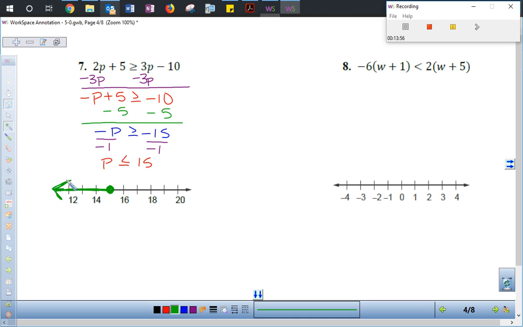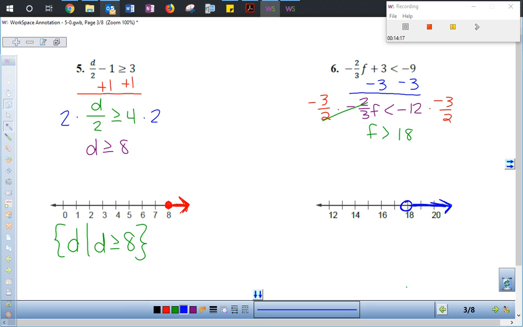And end it with an arrow. Finally, we read our answer in set builder notation. So the set of all p's such that p is less than or equal to 15. And now that I think about it, I don't think we did set builder notation on number 6, so let's go back and write that one quick. This one should be the set of all f's right here such that f is greater than 18.